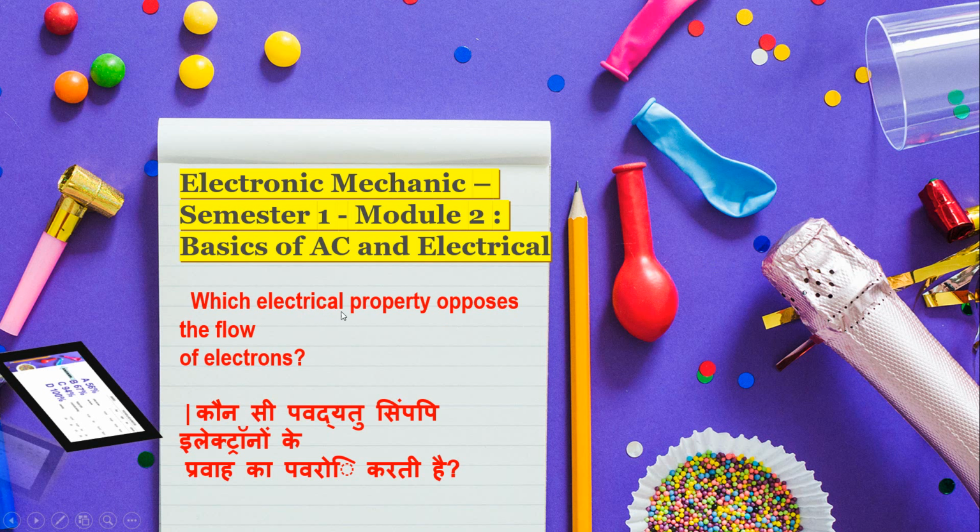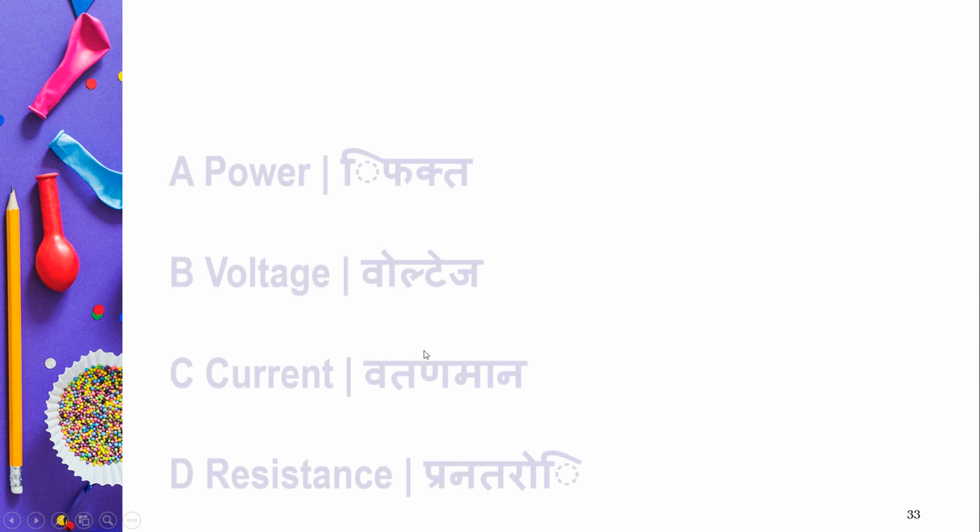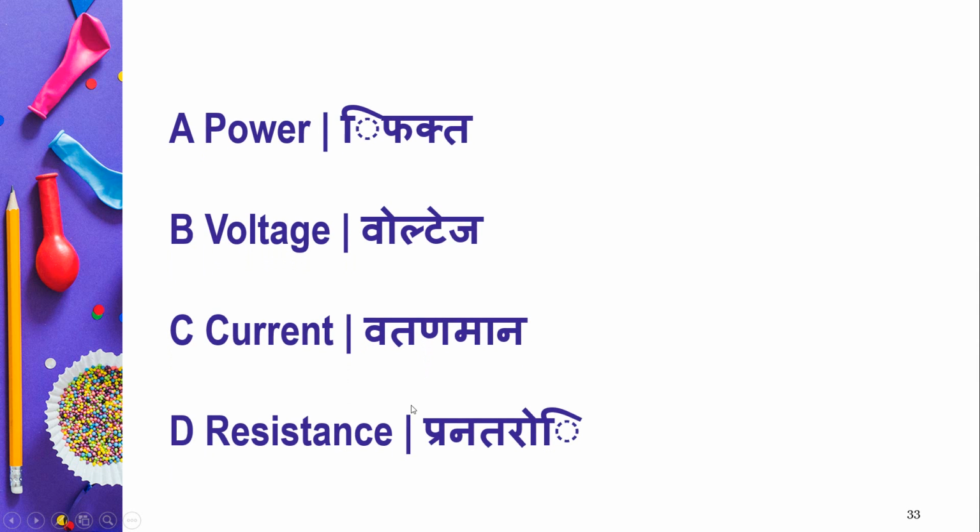Which electrical property opposes the flow of electrons? I already explained that the property of a material which opposes the flow of electrons is called resistance. Resistance opposes the flow of electrons.